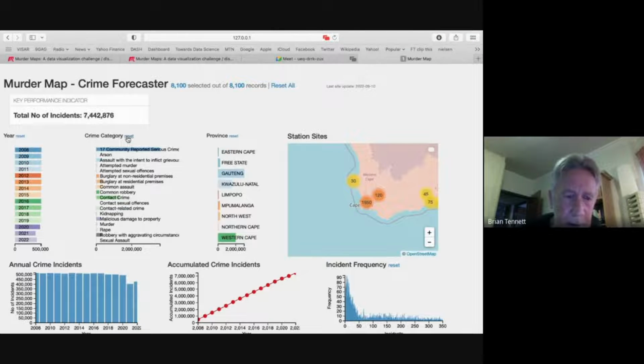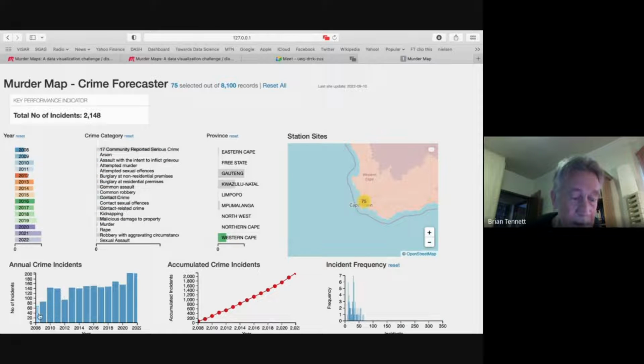What else can I show you here? Again, we can have a look at the Western Cape. That filters everything out in the Western Cape. That shows you the overall crime levels across a period of time. Kidnapping is quite an interesting one. That shows some increase in Cape from 2008 to 2022.